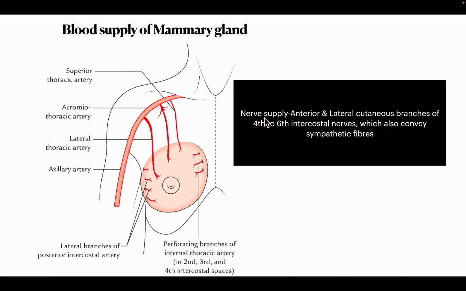There is a nerve supply also. Anterior and lateral cutaneous branches of the 4th to 6th intercostal nerves are supplying the mammary gland, which also conveys sympathetic fibers to the mammary gland.